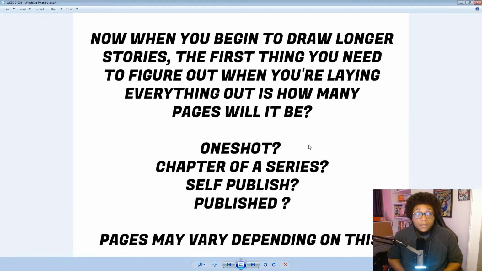However, if it's going to be self-published or published, then you need to know whether or not that's going to be printed. If it's self-published and you're going to print it, you need to know exactly how many pages it's going to be. Or if it's going to be digital, that's not really as big of a deal. But if you're going to print it, you need to figure out how much money it's going to cost to print it out.